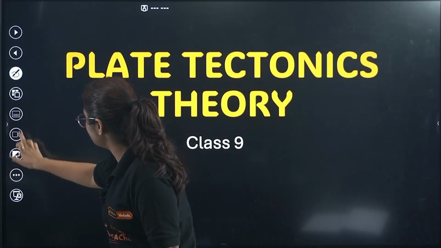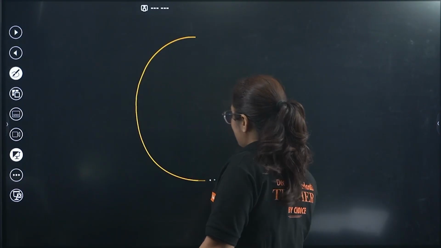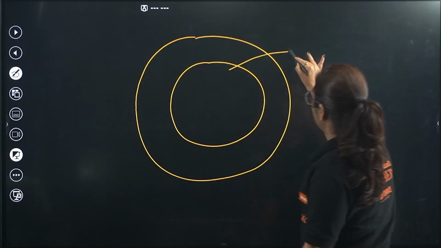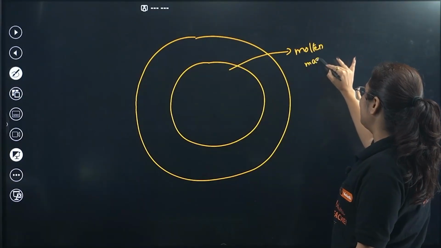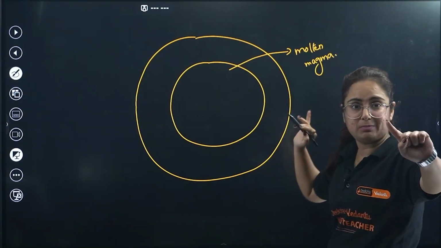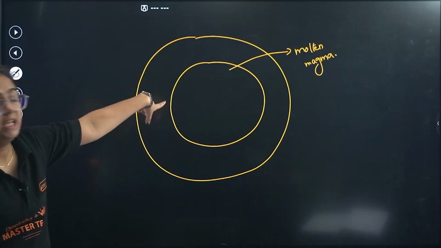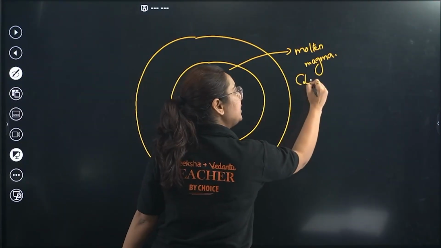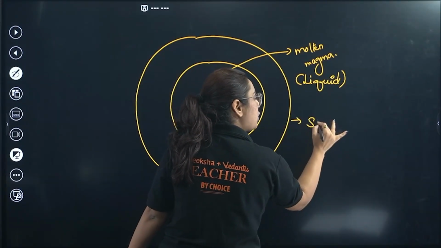Go back to this. What we studied right now was that there was an earth crust below which was the mantle. And this mantle was molten magma. One more factor I am telling you, pay attention, this is very, very important. So there is molten magma. Molten magma is in liquid state. And this is in solid state.